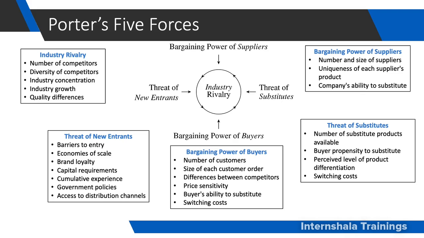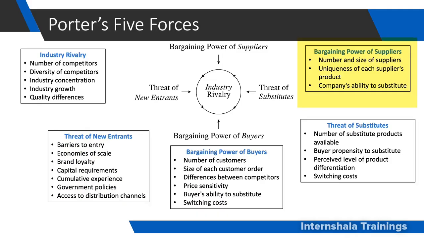Let us look at the 5 points again. The first one is industry rivalry. In industry rivalry, the number of competitors should be low to have favorable profitability. The next point was threat of new entrants. A favorable outcome will be to have a high barrier to entry so that the market is not flooded with a lot of competitors.